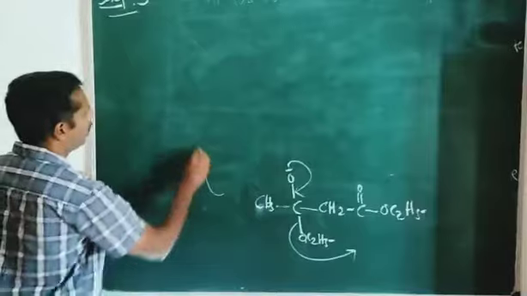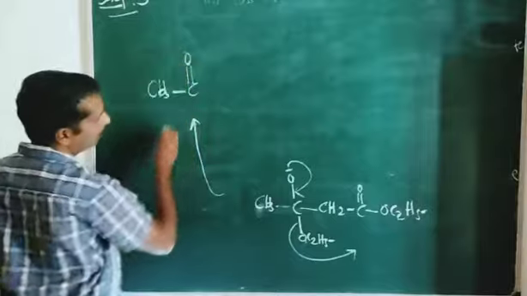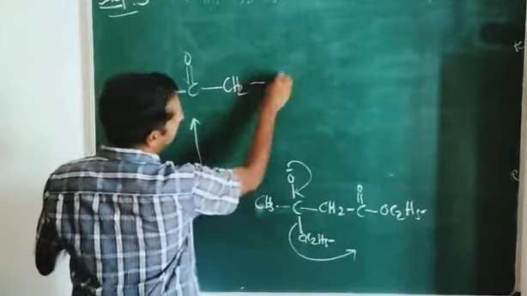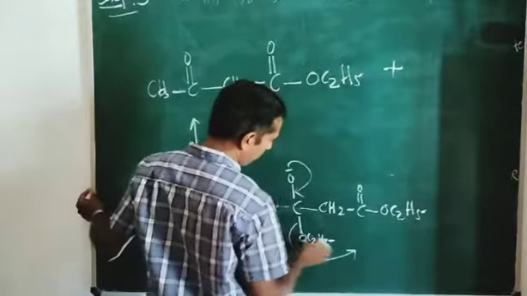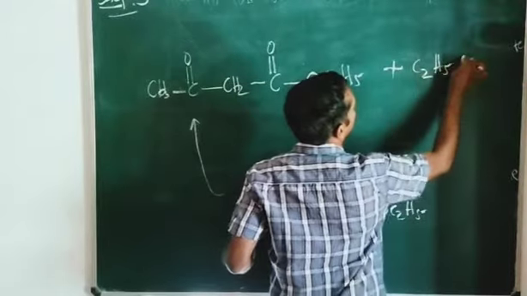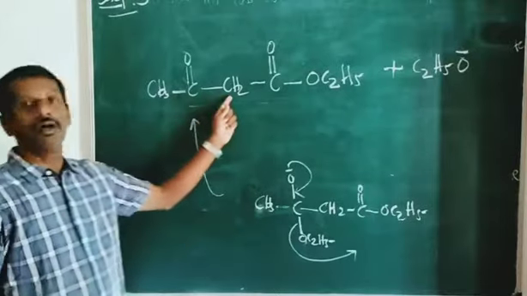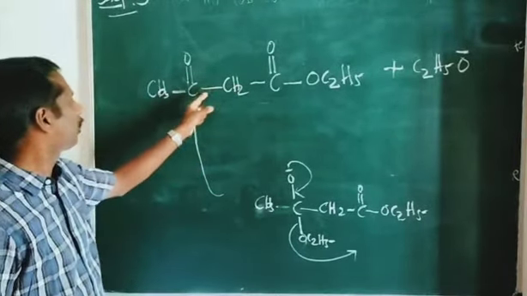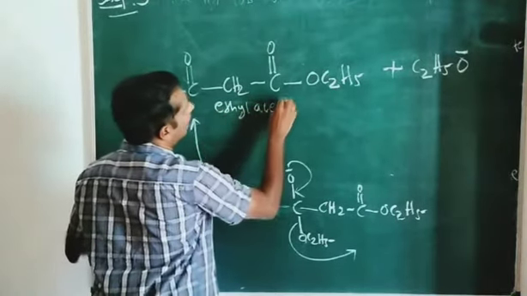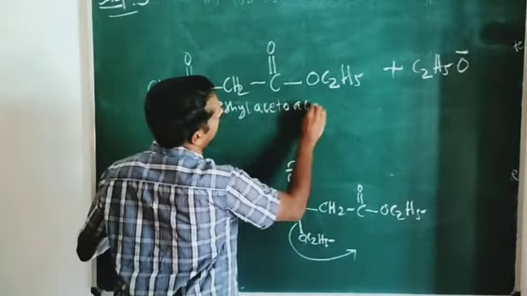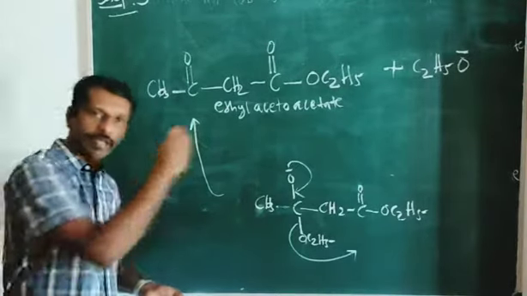So what we get is a structure like this: CH3, C double bond O, CH2, C double bond O, C2H5, plus what is forming, C2H5O minus. Actually here we are getting our product, ethyl acetoacetate. This is our active methylene compound, ethyl acetoacetate. But actually this is not the final step of the reaction.